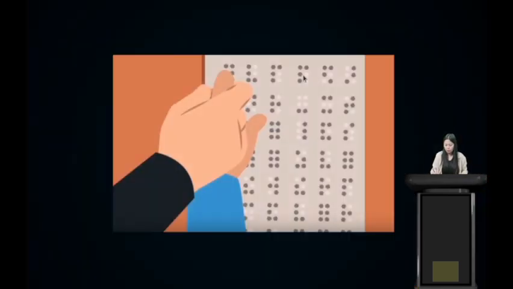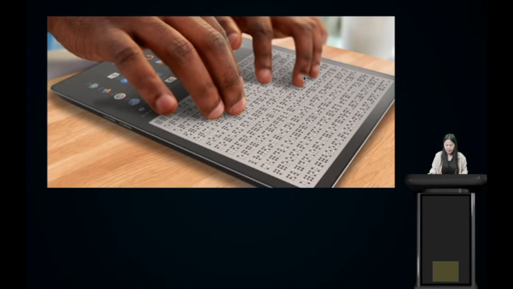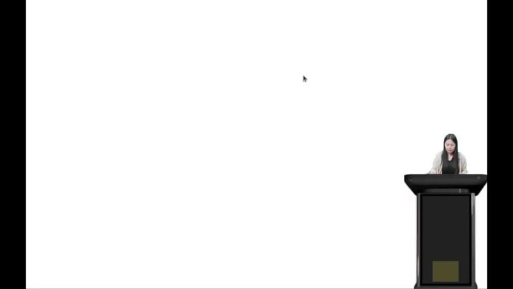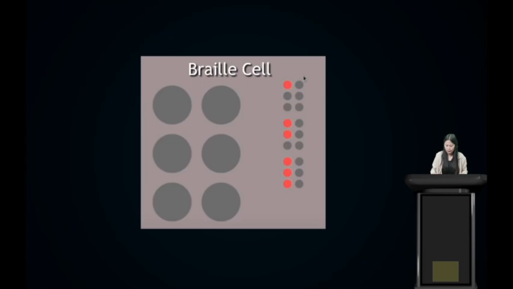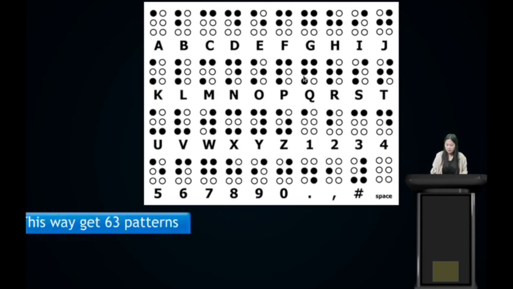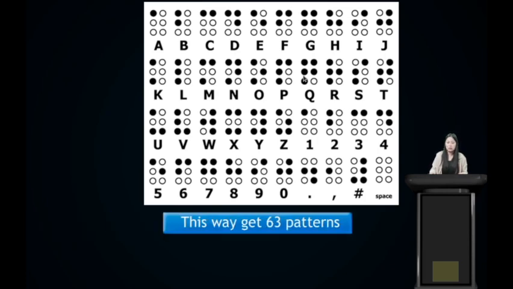So here we see the Braille code. This is the Braille system. Let us see here. This is the Braille cell. Here we see examples of Braille cells. We see that there are different patterns. In the Braille system, there are 63 dot patterns, and using this system, the visually challenged person, the blind person, reads and writes.